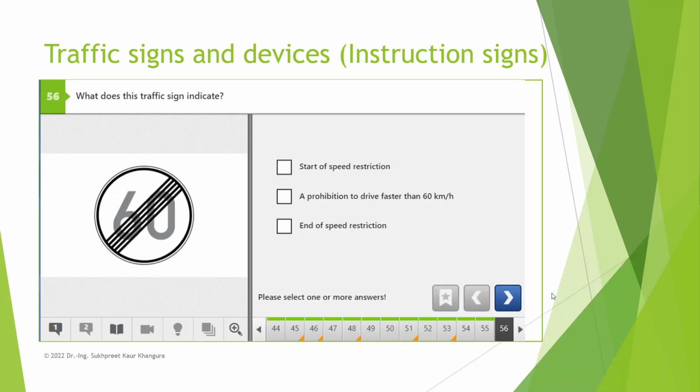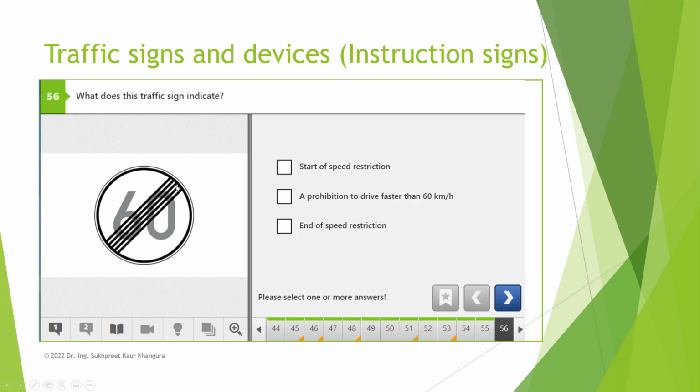Moving towards the next question. What does this traffic sign indicate? We have already seen the traffic sign indicating 60 km per hour speed limit and now it has been cancelled. Start of a speed restriction, no. A prohibition to drive faster than 60 km per hour, no. End of speed restriction, yes.